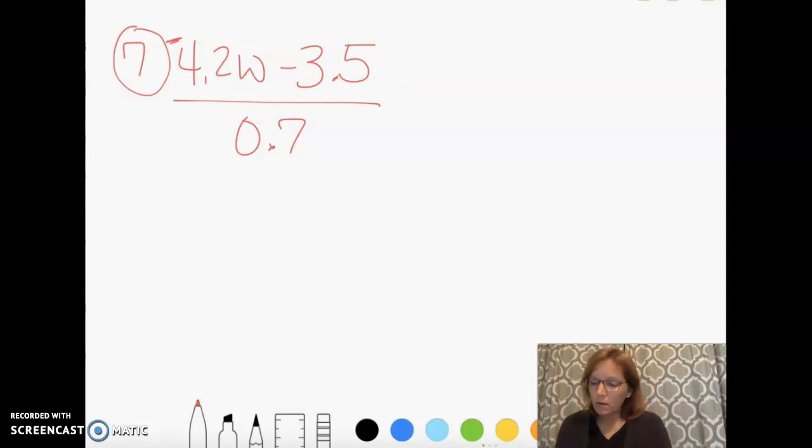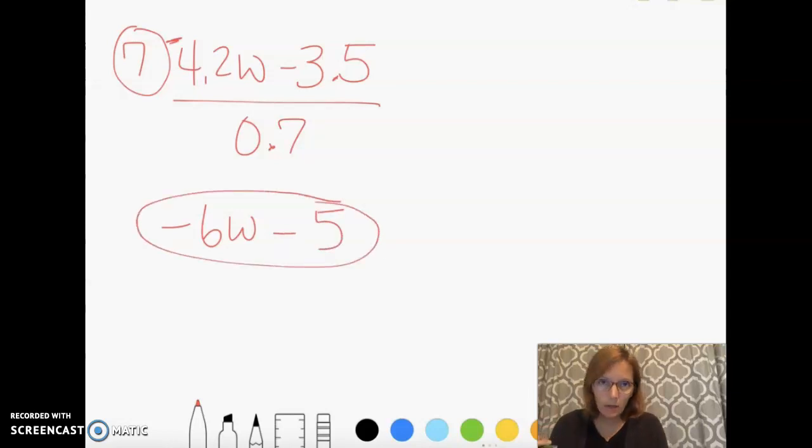So negative 4.2 divided by 0.7. That gives me a negative 6w. And then I have negative 3.5 divided by 0.7, which gives me a negative 5. Because those are both negative up top, they're going to stay negative in my answer. Okay? And let's go to the next thing.